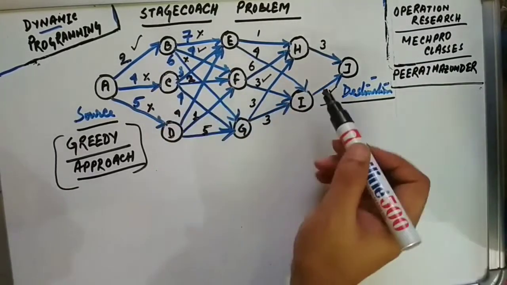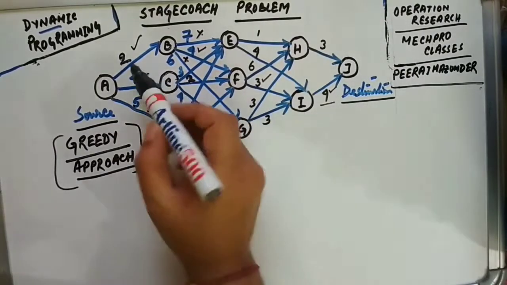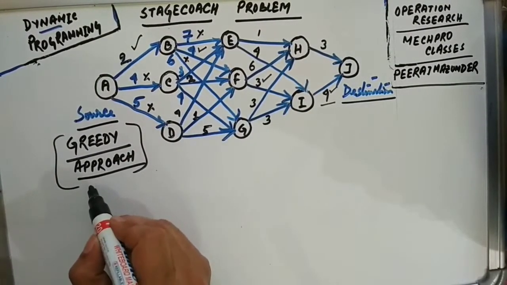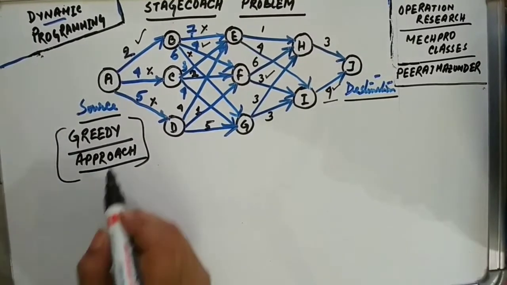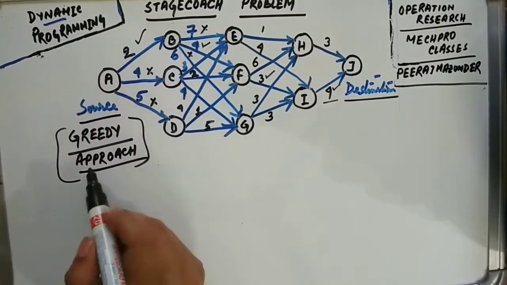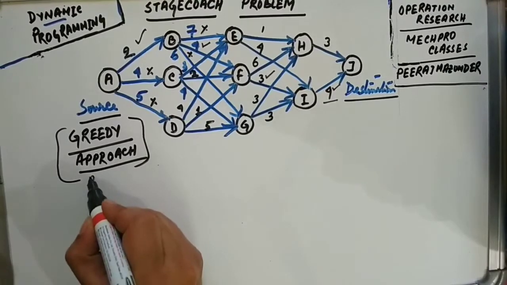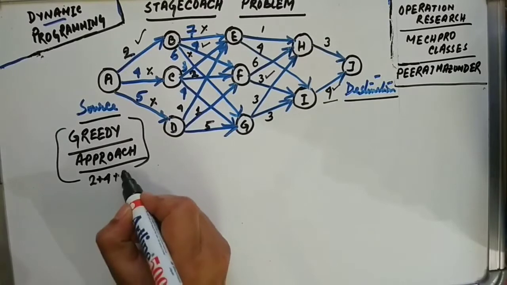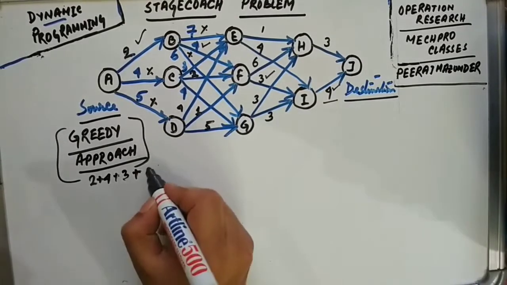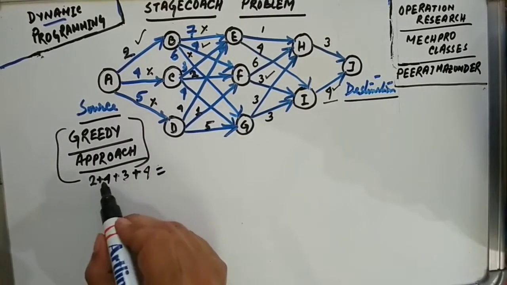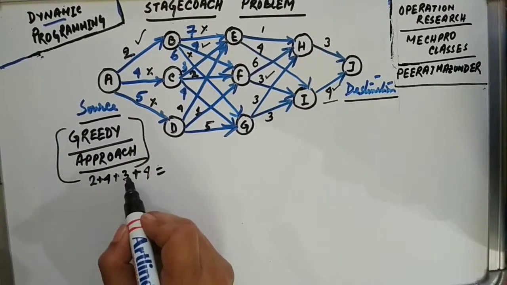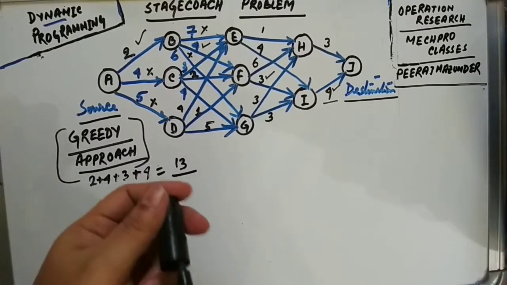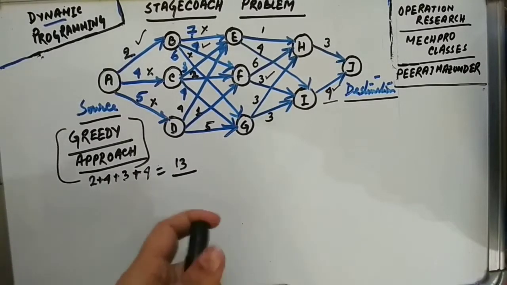Now calculating the greedy path approach, I can write the least cost or the cost of transportation is 2 plus 4 plus 3 plus 4, which gives you 4 plus 2, 6 plus 3, 9 plus 4, 13. So applying the greedy approach.